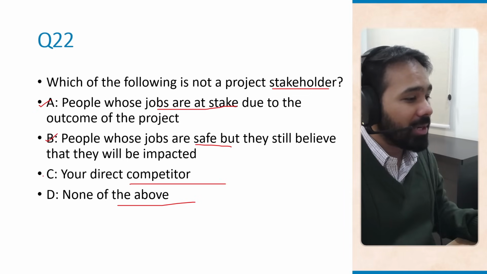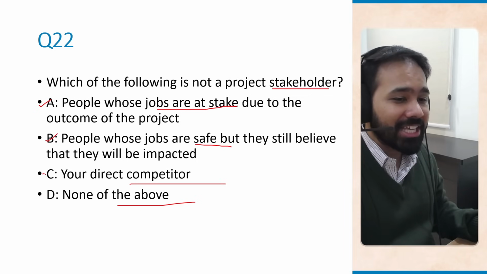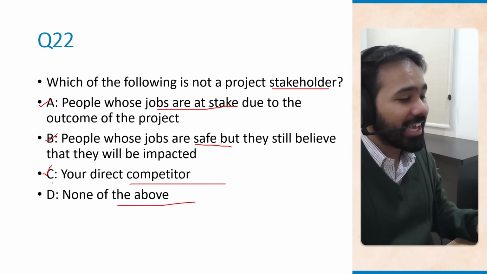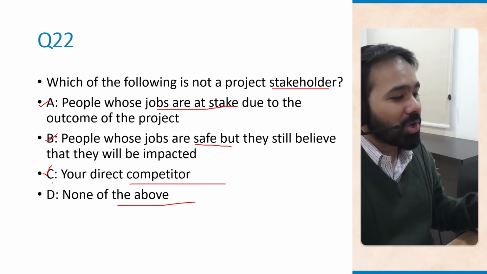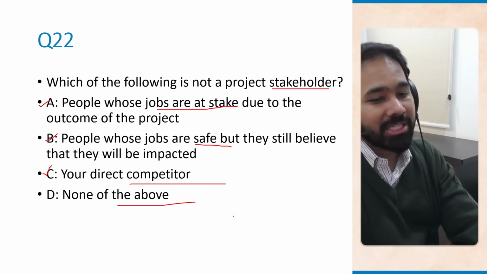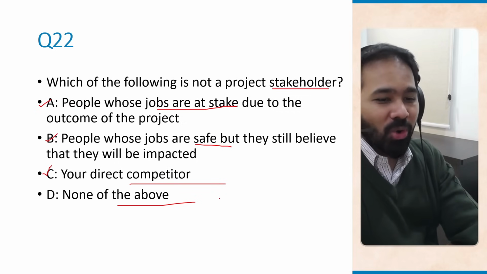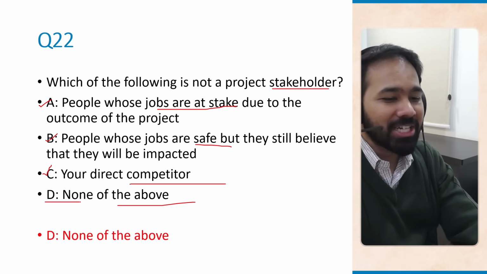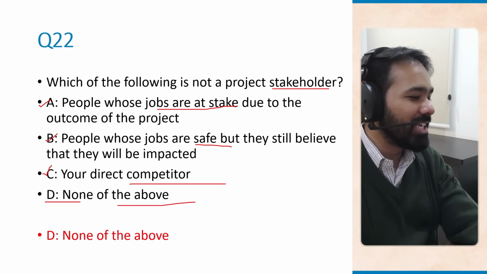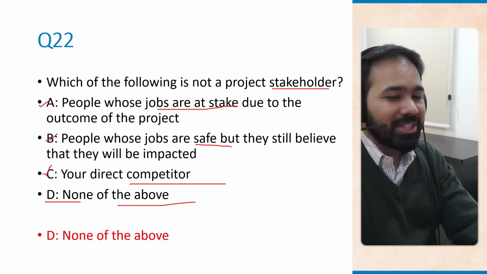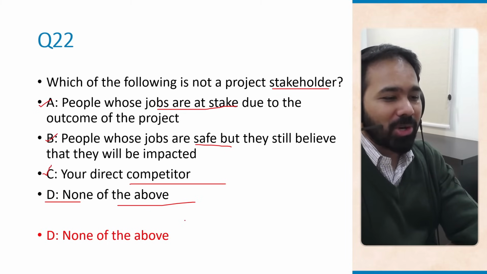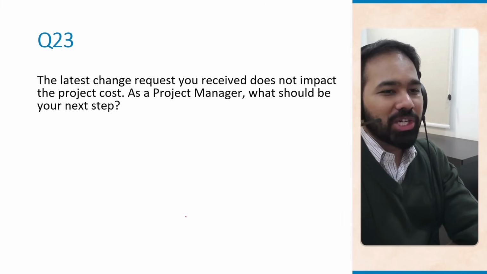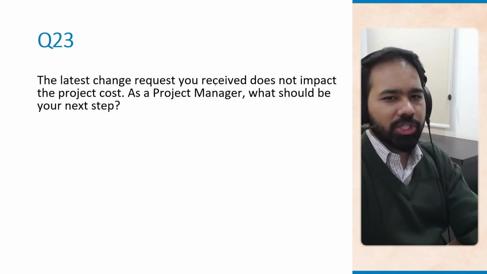Your direct competitors are definitely a stakeholder, right? They are considered external stakeholders because project outcomes can influence the market dynamics. So all of these are actually project stakeholders. The correct answer is option D, which says none of the above. All of them are stakeholders of your project, and whenever you are working on the project, keep this in mind. Okay, question number 23. The latest change request you received does not impact the project cost.